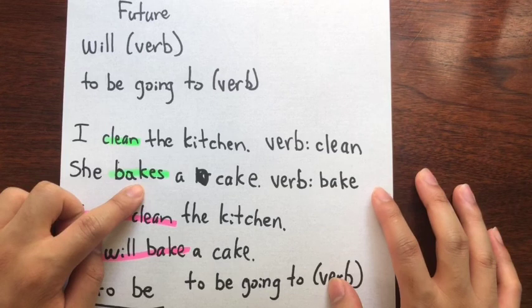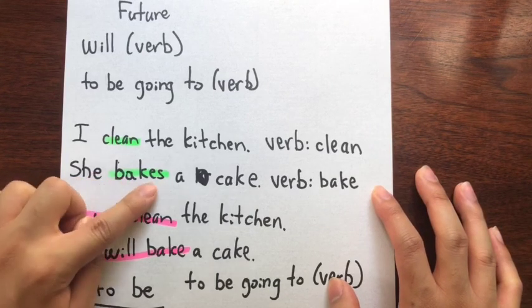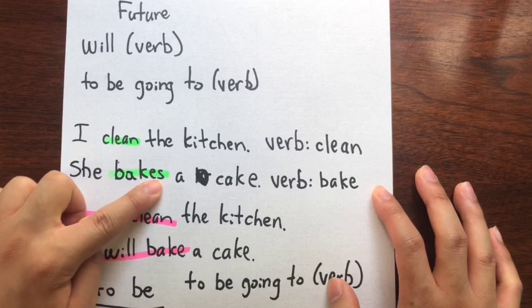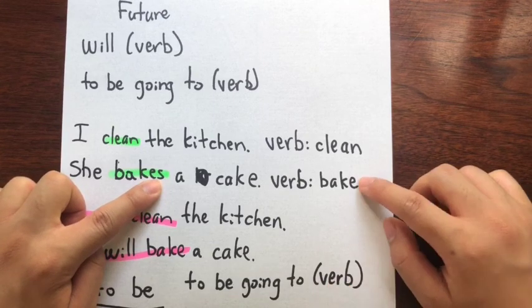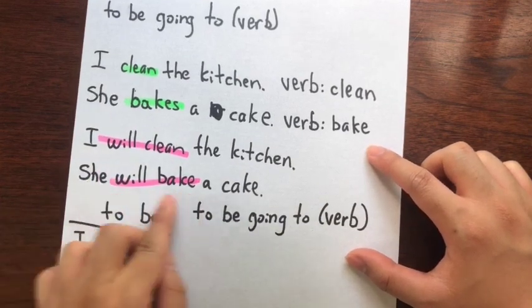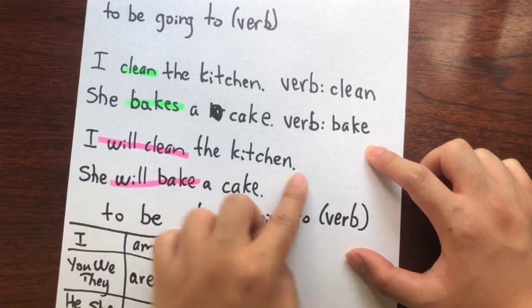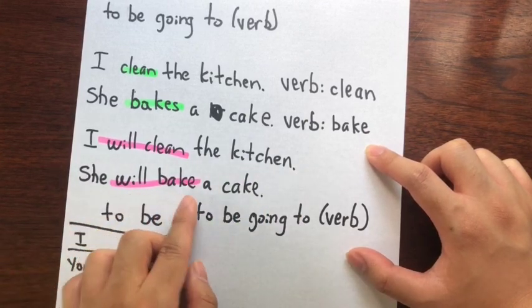In the present, if the verb is for he, she, or it, we need to add the letter S. She bakes a cake. The verb is bake. In the future, there's no S. We just say the verb. So, I will clean the kitchen. She will bake a cake.